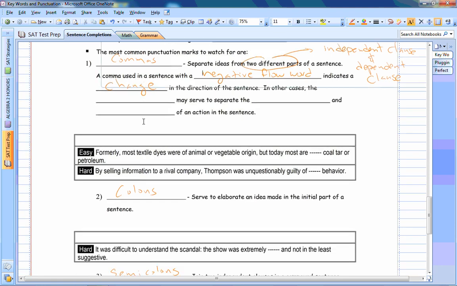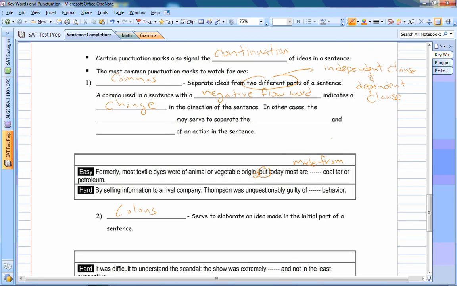So if we look at this example right here, the easy one, formerly most textile dyes were of animal or vegetable origin. Then we see the comma and we see the negative flow word, but today most are coal tar petroleum. So I could probably say most are made from coal tar petroleum. The word I'm putting in the blank is not necessarily an antonym of another word within the sentence, but at least the ideas are opposite.